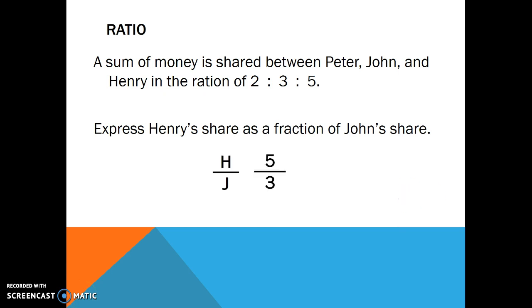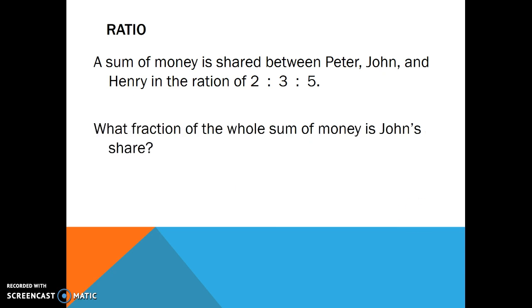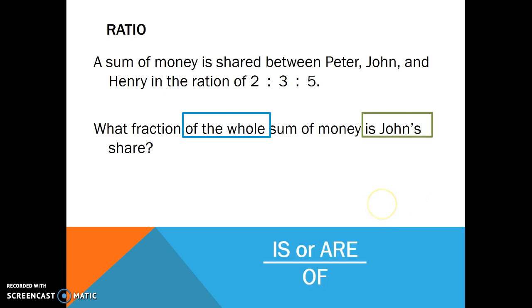So a sum of money is shared between Peter, John, and Henry in the ratio of 2 to 3 to 5. Express Henry's share as a fraction of John's share. It should be Henry over John, or 5 over 3. And then it says what fraction of the whole sum of money is John's share. So of the whole is going to be on the bottom. Is John's is going to be on the top. So John over whole, or 3/10.